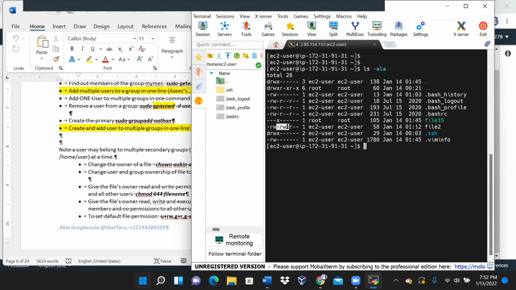So what about this one? What does it mean? This one is relating to the group. It means the group is able to read the file. It's able to write to file 2, but it's not able to execute. What about this third set? It's pertaining to everyone else other than the owner and the group. So the whole world is able to read the file, but they are not able to write and they are not able to execute. That's the meaning.